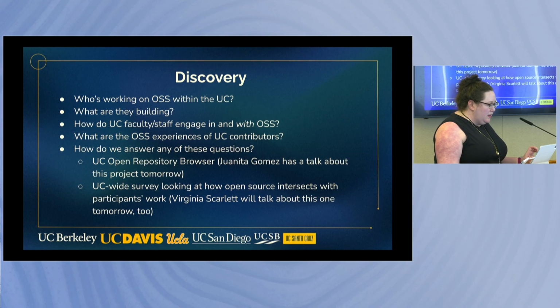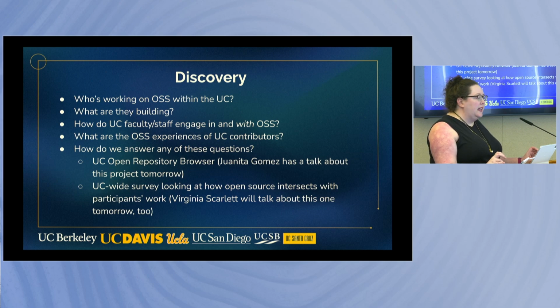And we also have the discovery piece. And that's where we're looking at things like who's working on open source at the university, what are they building, and how does an open source interact with the work that people are doing? And then the really sort of difficult question there is like the meta question, like how do we even answer these questions? And we have kind of a two-pronged approach.